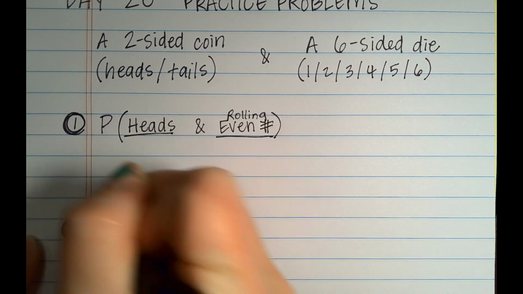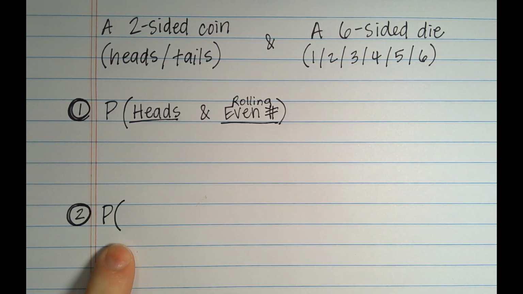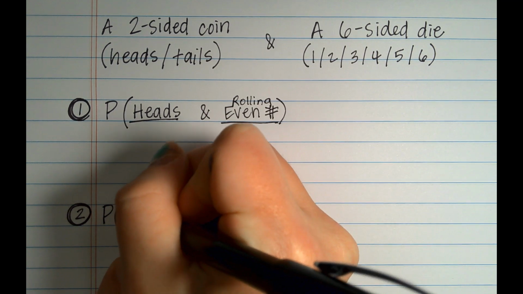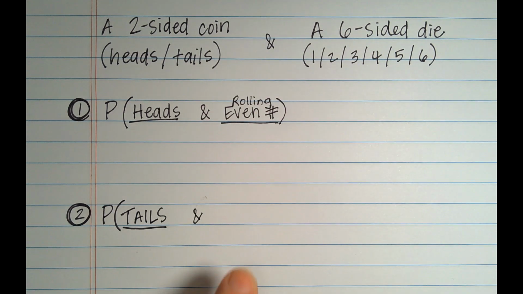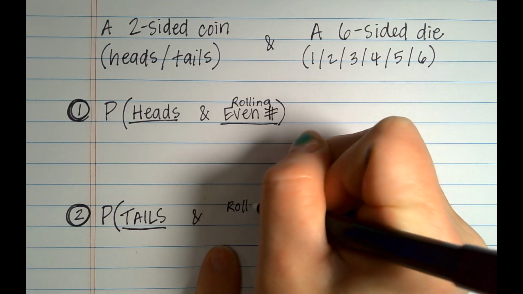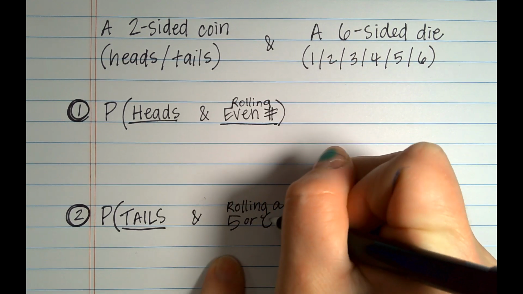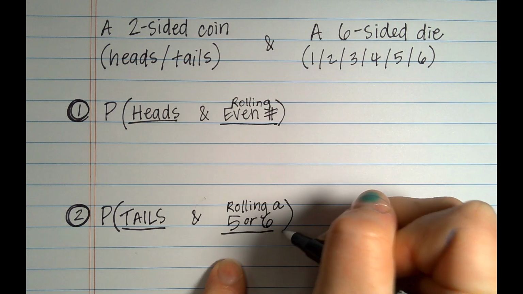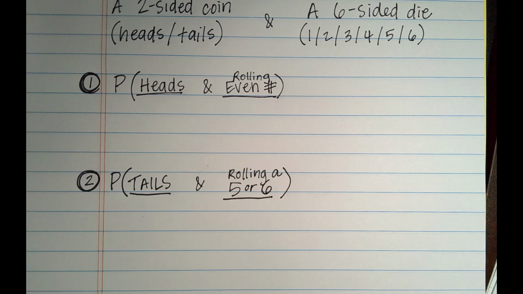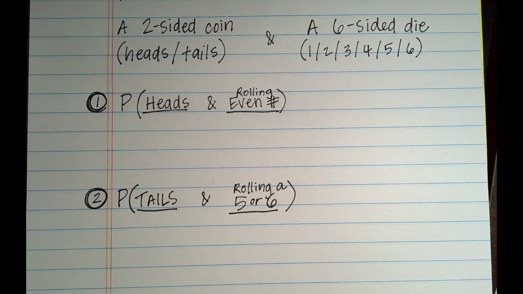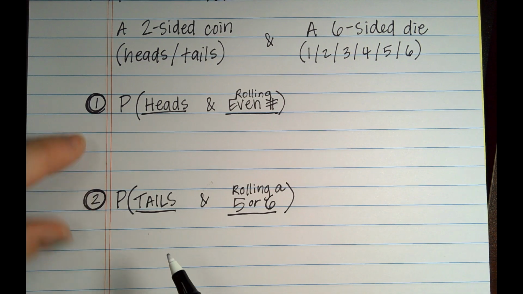The second set of events will be the probability of landing on tails and rolling a 5 or a 6. And once I write these out, I can make copies for you guys so you don't have to write so much. Let's see.